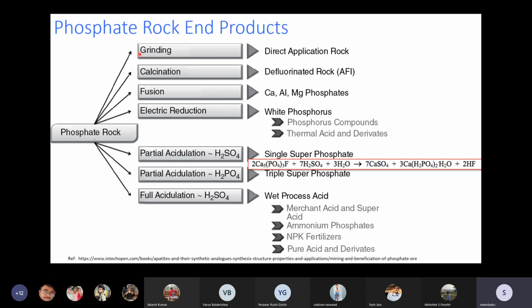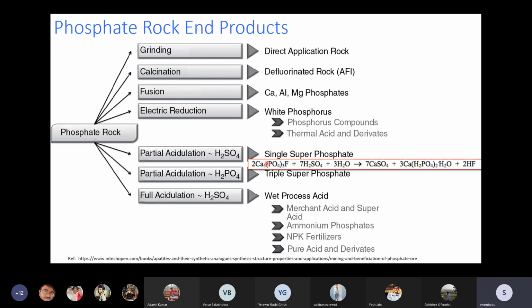If a field needs only very small amounts of phosphorus, then you can directly apply this phosphate rock as a fertilizer. They will grind it and directly apply it as a fertilizer. This is direct application of the rock. But if you need a more pure phosphorus fertilizer, then we need single superphosphate or triple superphosphate fertilizer.